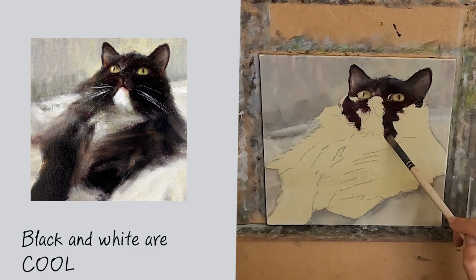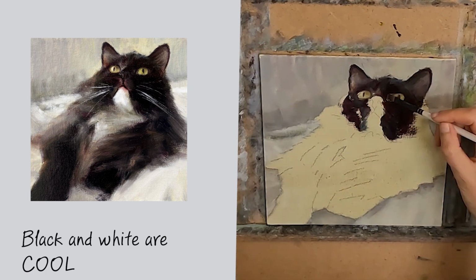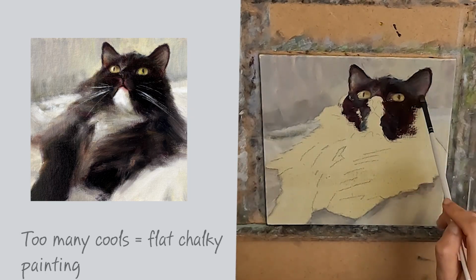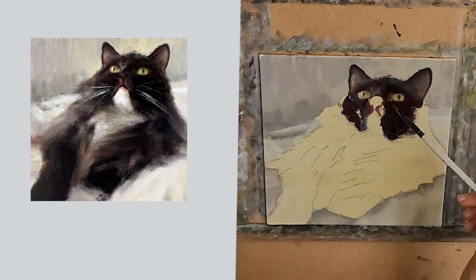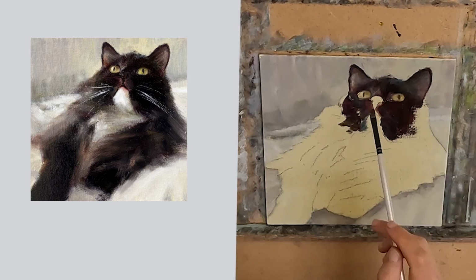Black is a cool colour, white is a cool colour. Therefore, there will be an absence of warm temperatures. I will end up with a flat, chalky looking painting. I therefore need to mix colourful blacks and colourful greys. How do I do this? Let's have a look at my palette.